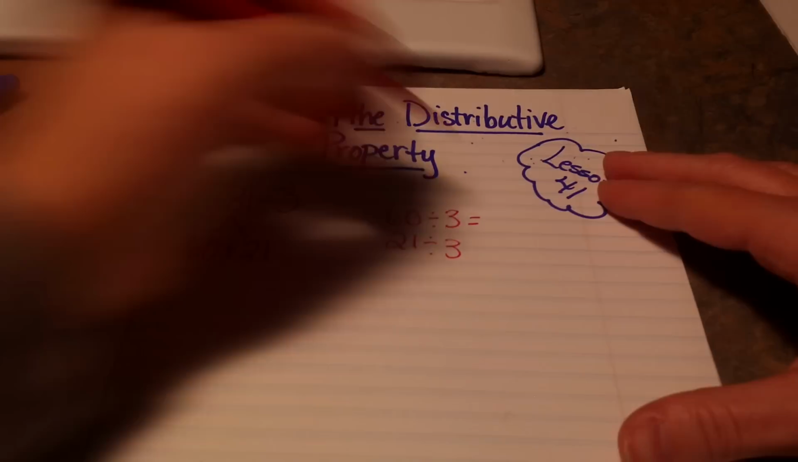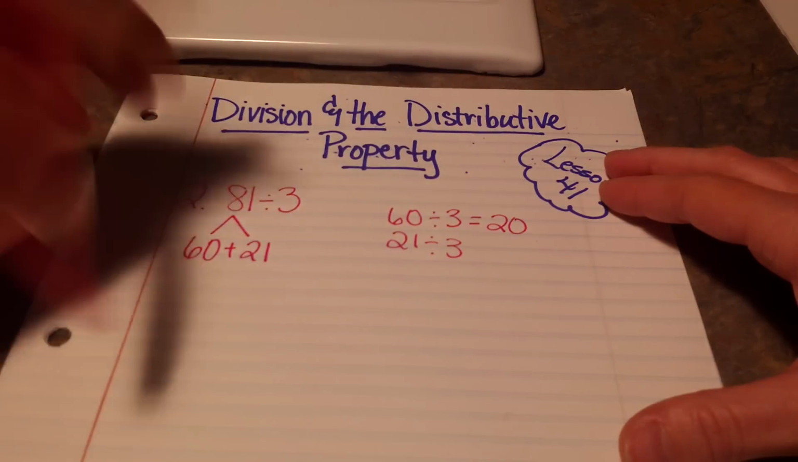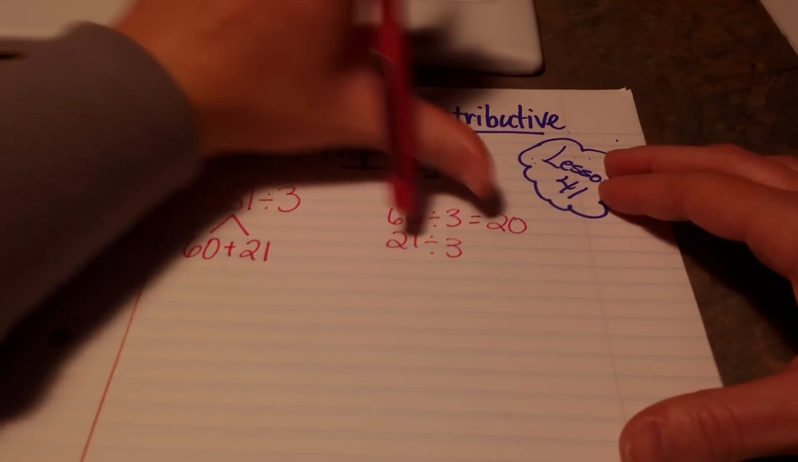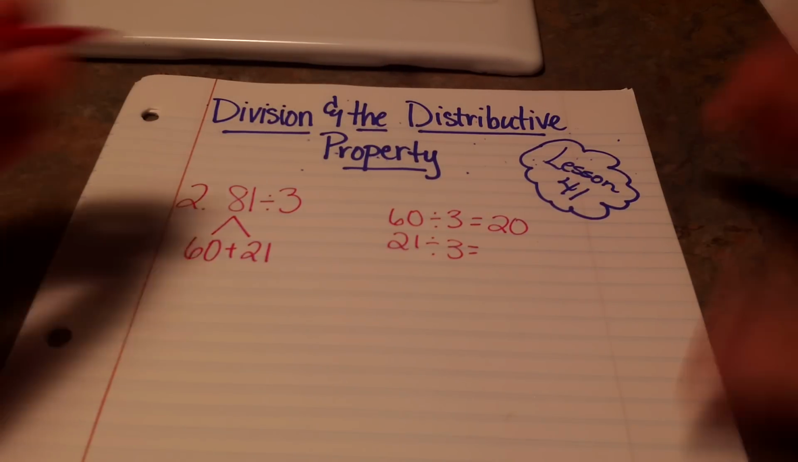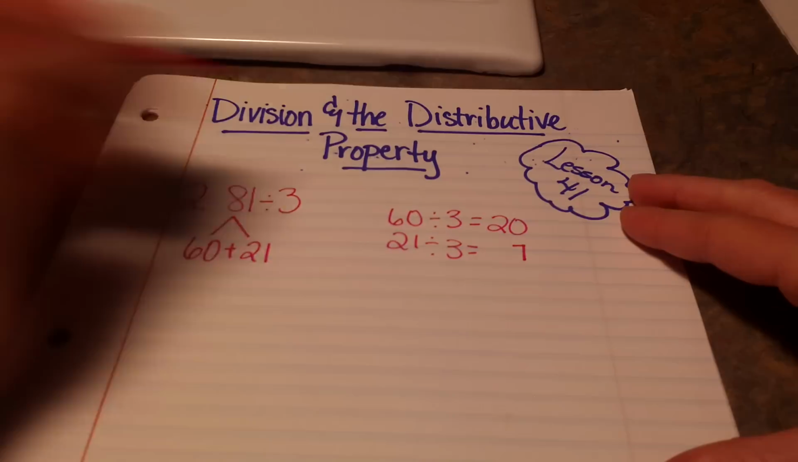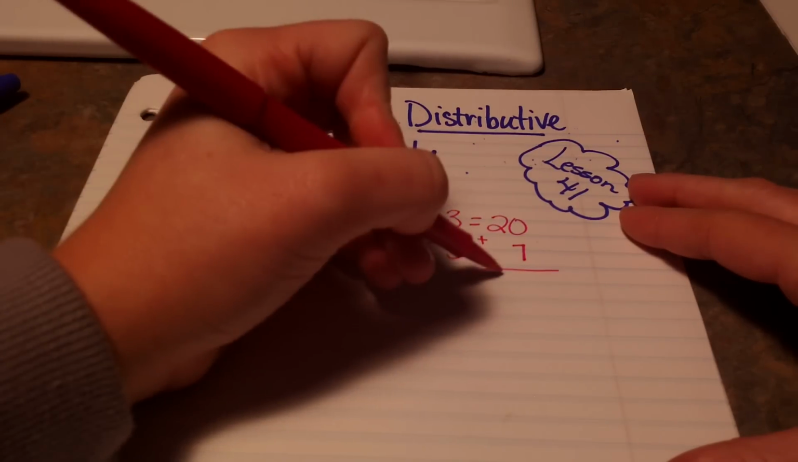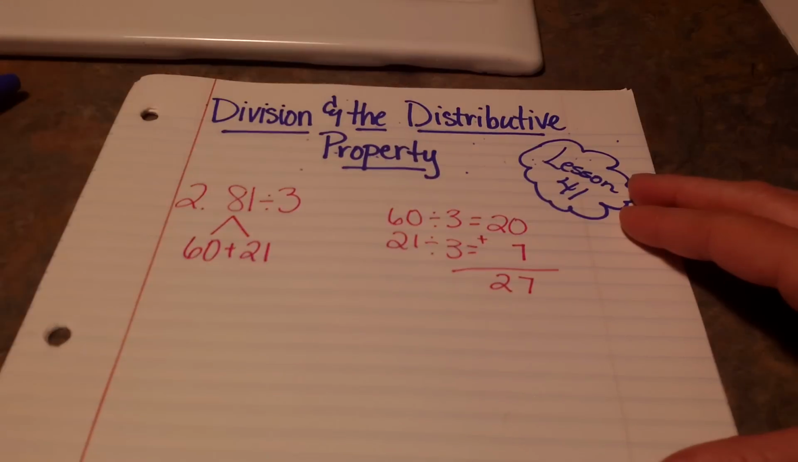60 divided by 3 is 20. I knew that quick and fast because I knew 6 divided by 3 is 2, and then put the 0 back on. 21 divided by 3, I ask myself 3 times what equals 21? And it's 7. And then I add those two together. 20 plus 7 is 27.